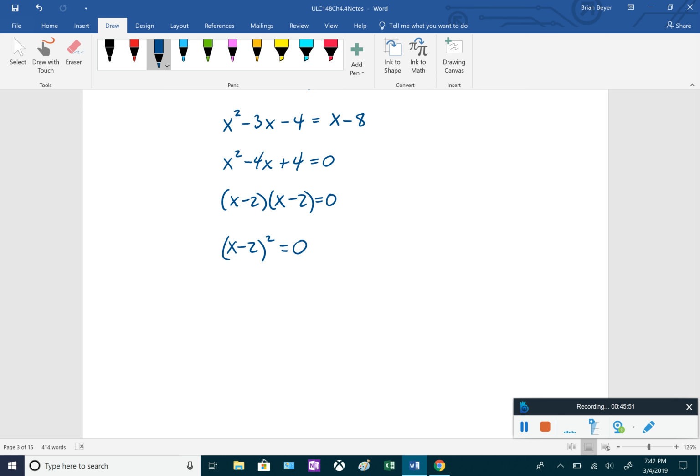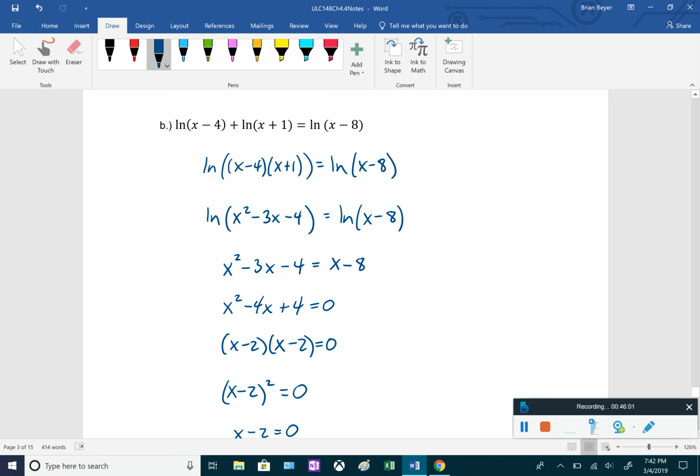And solving this for 0, we square root both sides. So we get x minus 2 equals still 0. Add 2, we get x equals 2. So let's check this. So we have to make sure x minus 4 is positive, x plus 1 is positive, and x minus 8 is positive.